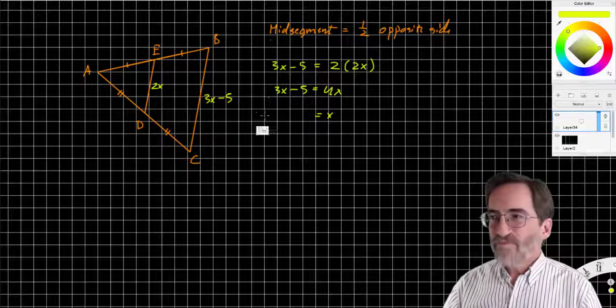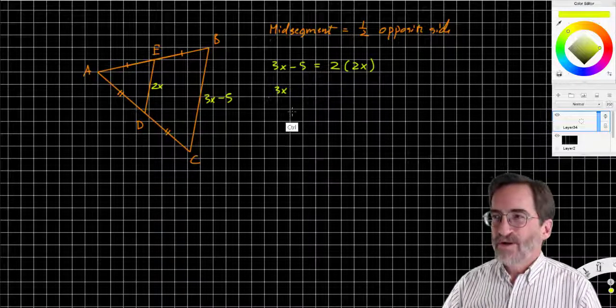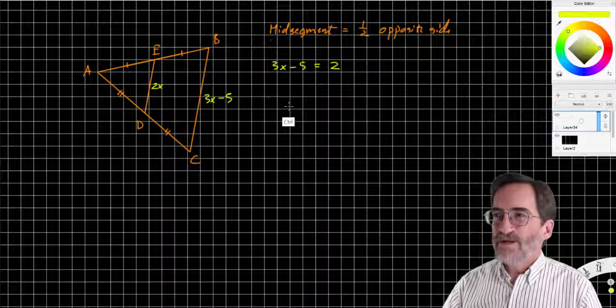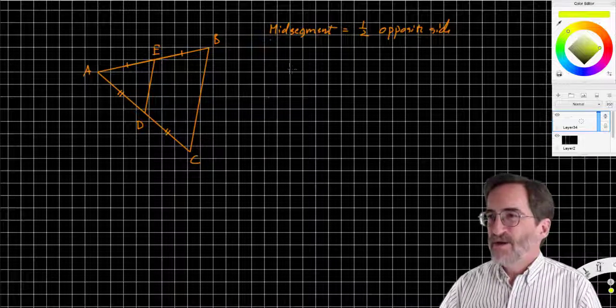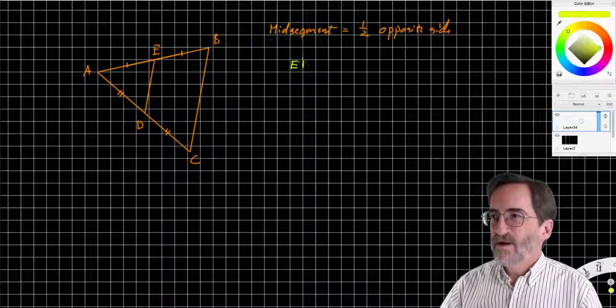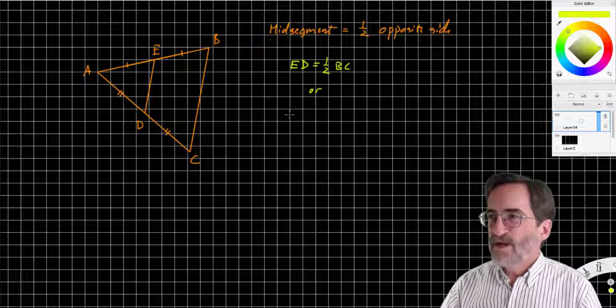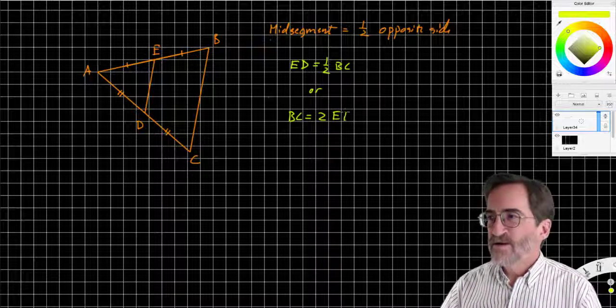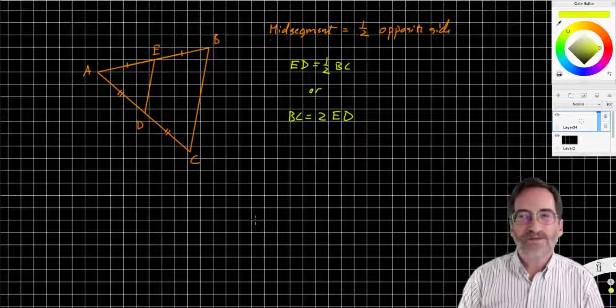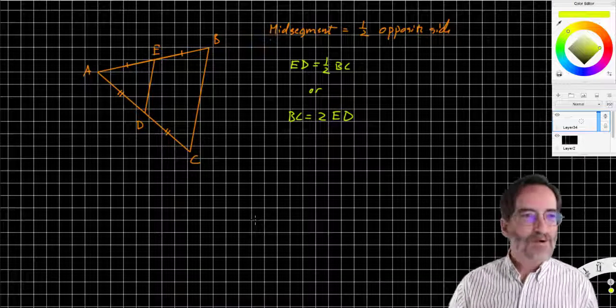So do note here, what I'm working on is this: the opposite side is twice the mid-segment, or the mid-segment is half the opposite side. That's the big idea. So ED is half of BC. Or you could say BC is twice ED. Those are two ways to say the same thing. So hopefully that helps.